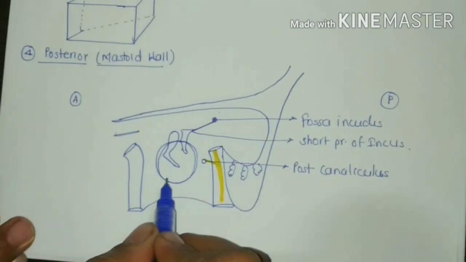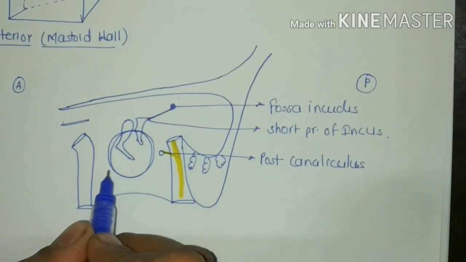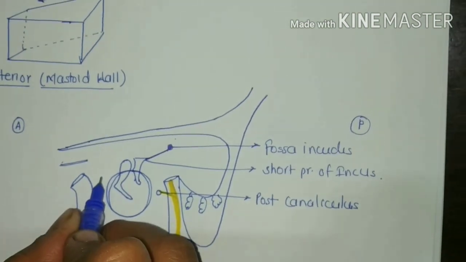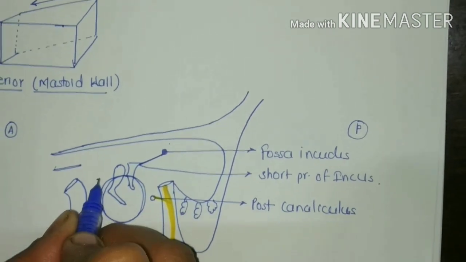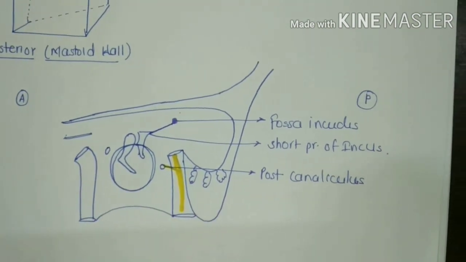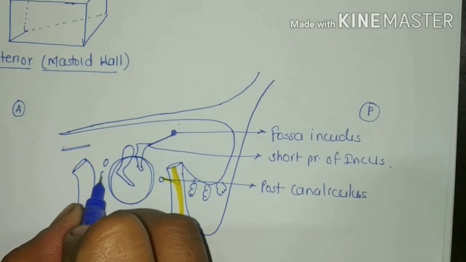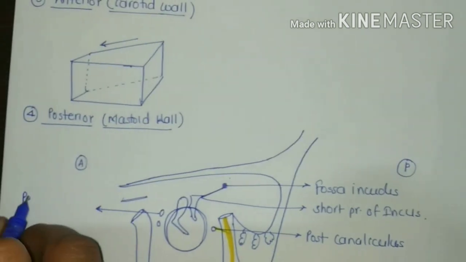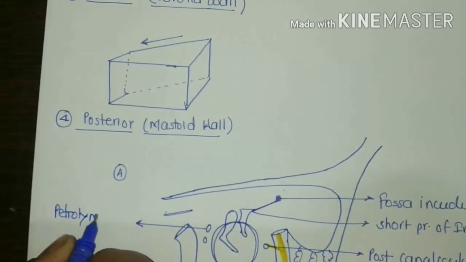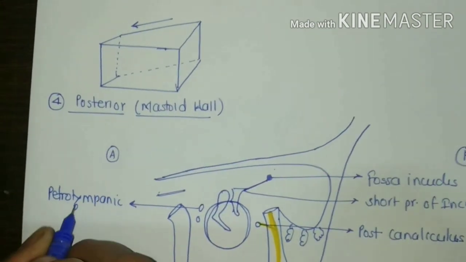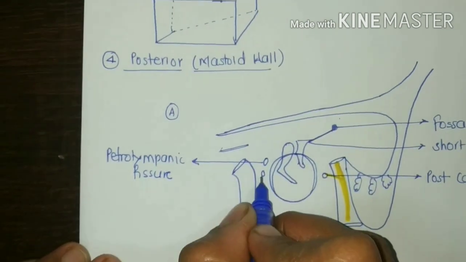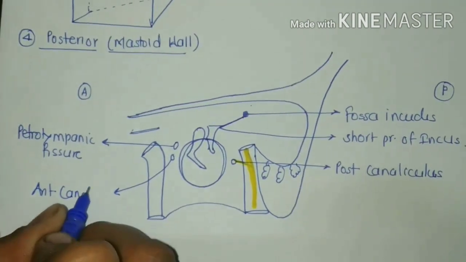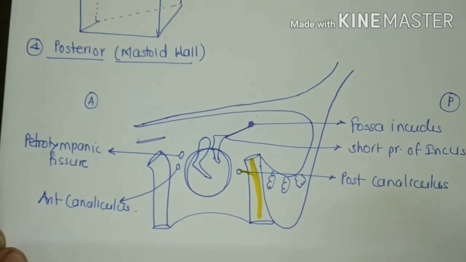So close to the anterior margin of the tympanic membrane, there are two small openings. One is the petrotympanic fissure and one is called the anterior canaliculus. So this is the petrotympanic fissure and this is the anterior canaliculus. Clear?